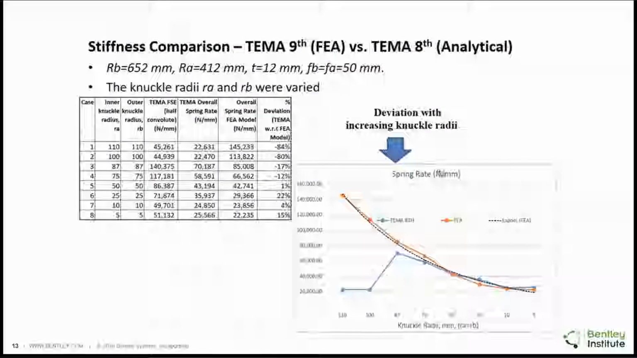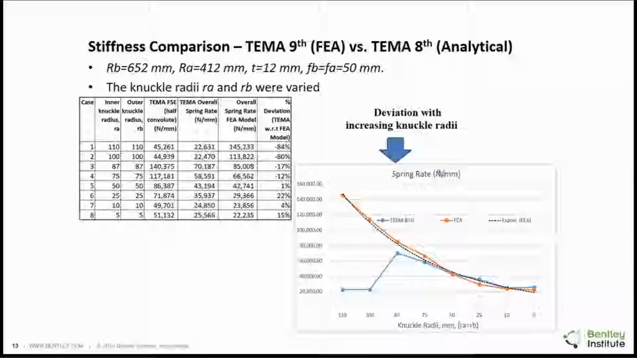So with this information, what was done was that a simple case was analyzed where the outer radius of the FSE, the joint, was 652 millimeter, the inner radius was 412 millimeter, the thickness was 12 millimeter, and the straight portions FB and FA were 50 millimeter. And with this fixed geometry, the knuckle radii RA and RB were varied. So you see here there were 8 cases where the inner and the outer knuckle radii were varied from 5 in short increments all the way till 110 mm.